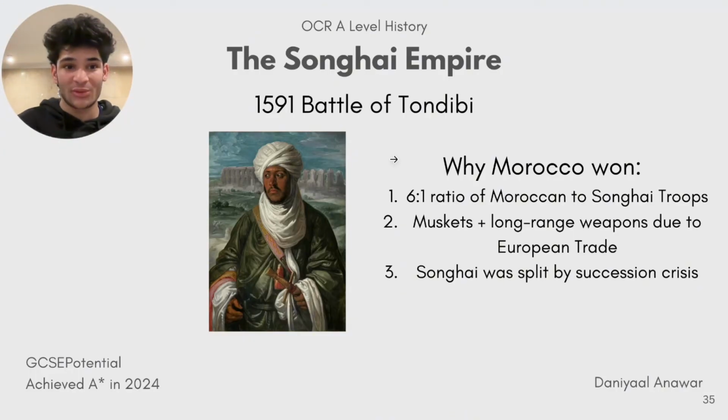Firstly, there was a 6-to-1 ratio of Moroccan to Songhai troops. For every one Songhai person, there were six Moroccans. Right, you're already outnumbered. You're cooked.